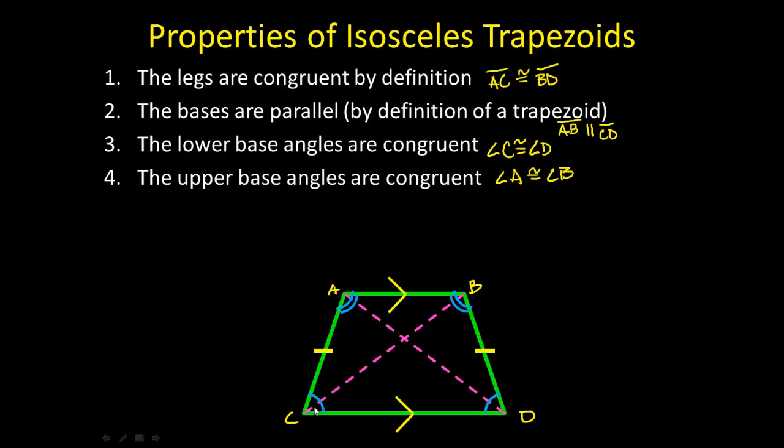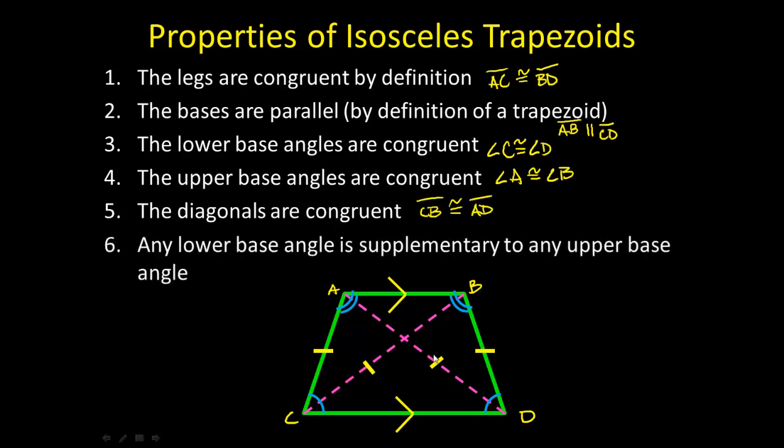Okay, not to each other. So lower angles, congruent. Upper angles, congruent. And that's only in an isosceles trapezoid. The diagonals are also congruent. So CB is congruent to AD. And any lower base angle is supplementary to any upper base angle. So angle A would be supplementary to angle C or D. Angle B would be supplementary to angle C or D, and vice versa. So you get the idea.